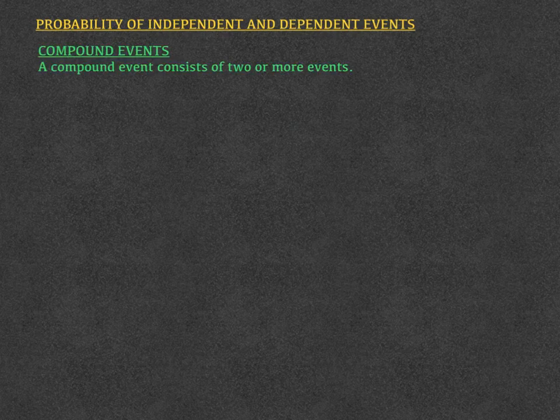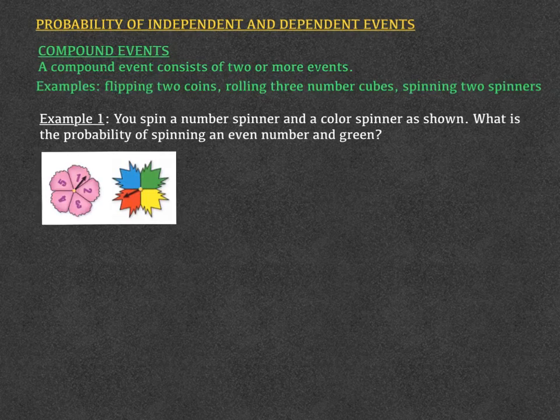First of all, let's review some concepts before learning more about the topic. We will first look at compound events. A compound event consists of two or more events. Some examples might include flipping two coins, rolling three number cubes, and spinning two different types of spinner. Let's look at our first example.